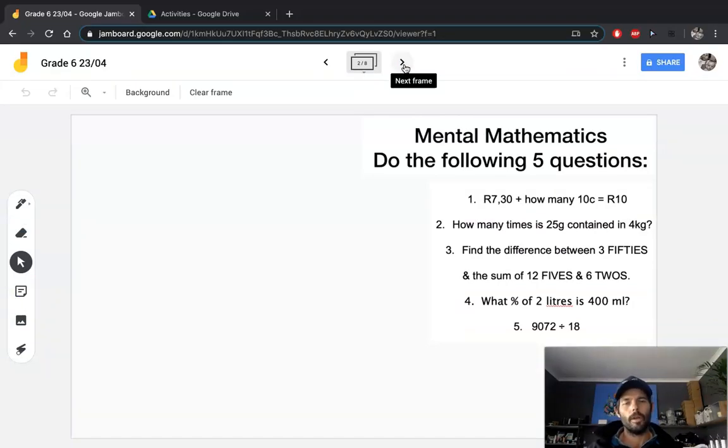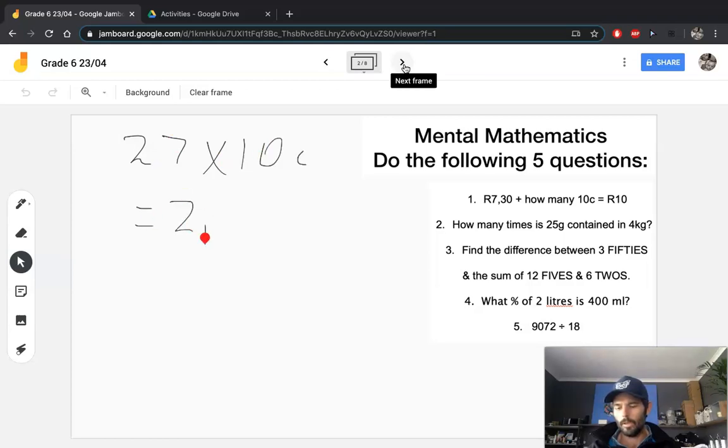Okay guys, there are your mental maths questions for today. So if I've got 7 Rand 30, how many 10 cents pieces do I need to add to that to get to 10 Rand? So you need to work out that from 7 Rand 30 to 8 Rand is going to be 7 10 cents pieces. And then we know there are 10 10-cent pieces in each Rand. So we're looking at 27 10-cent pieces, all right? And we know that equals 2 Rand 70. And 2 Rand 70 plus 7 Rand 30 is going to give us 10 Rand. Okay, so that was your first one.